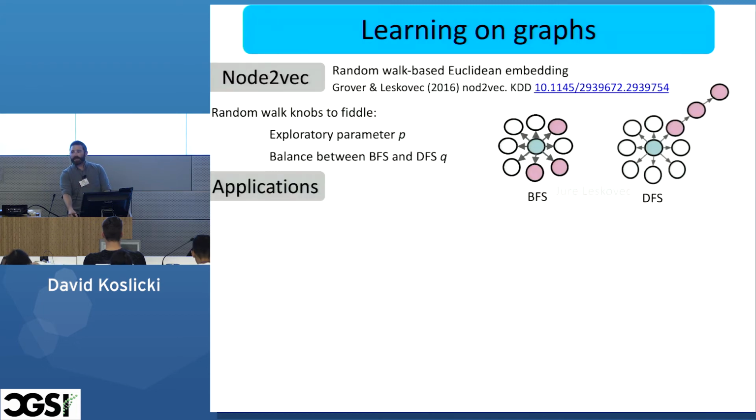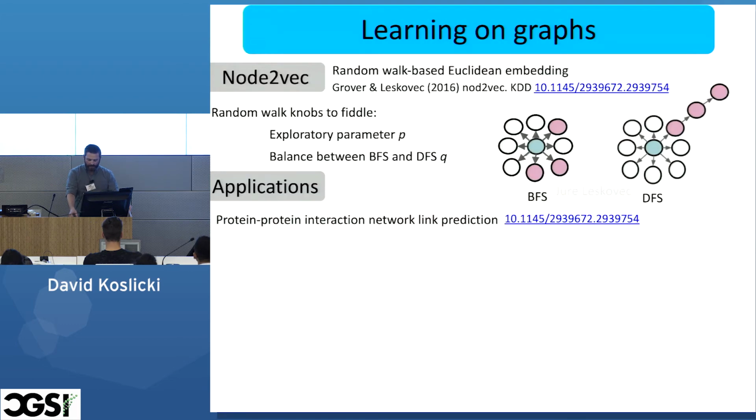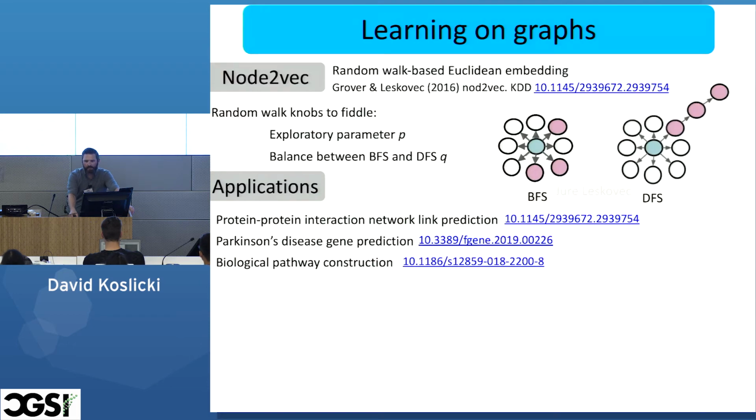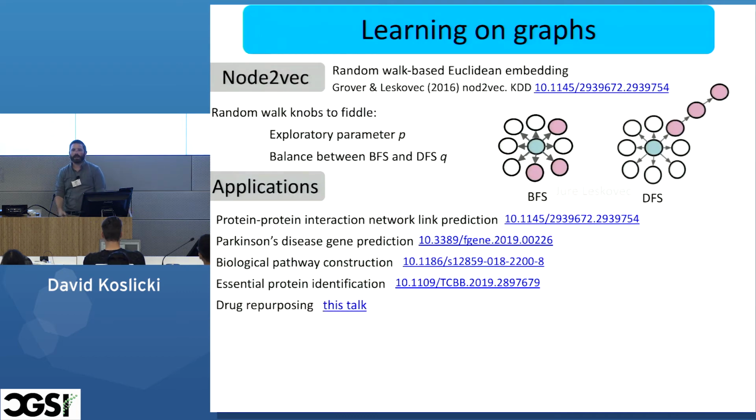But this has been used quite a bit in computational biology. So if you're trying to get into machine learning in computational biology, this can be a great way to represent graphical information. It's been used for protein-protein interaction networks, Parkinson's disease gene predictions, pathway reconstructions, essential protein identification, and a bunch of other things. But in this talk, I'm going to talk about how we can use it to try to do drug repurposing.